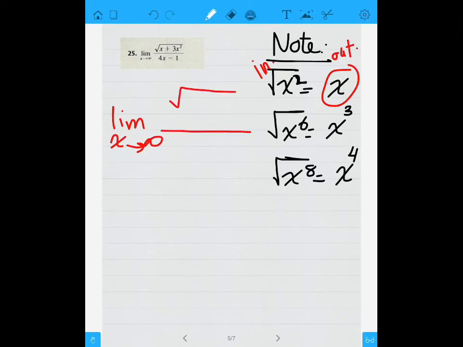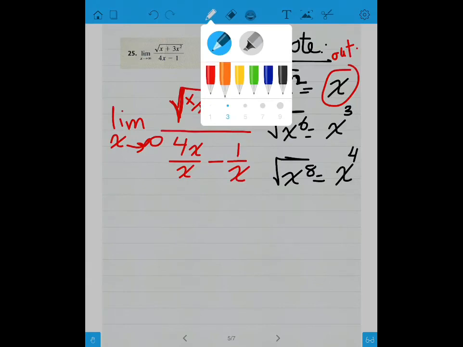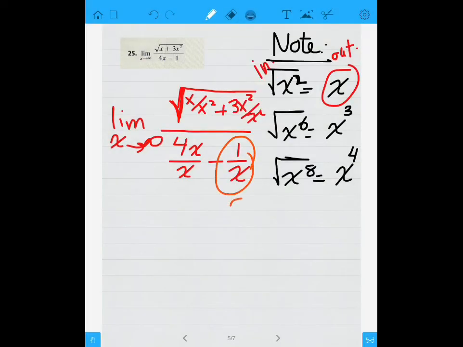I will make the radical here: x divided by x squared plus 3x squared divided by x squared. All this is inside the radical. I will make it bigger for you. And here we have 4x divided by x minus 1 over x. See here, this is 0. This is x squared divided by x squared. We have 1, we have 3.